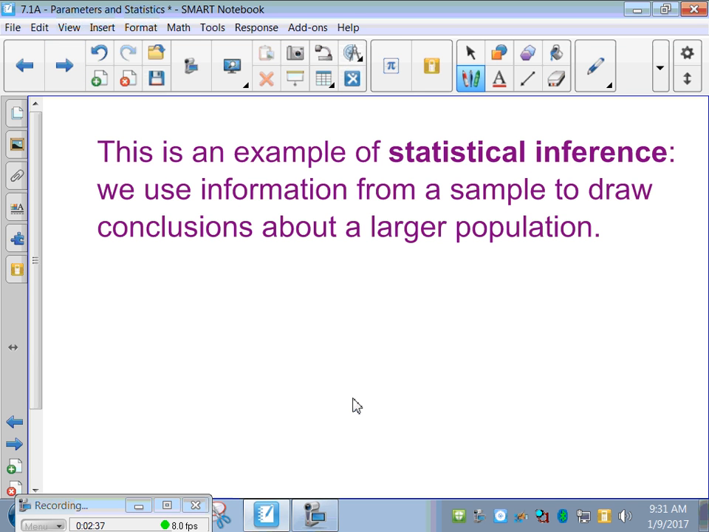All right, this is an example of statistical inference. When we use information from a sample to draw conclusions.